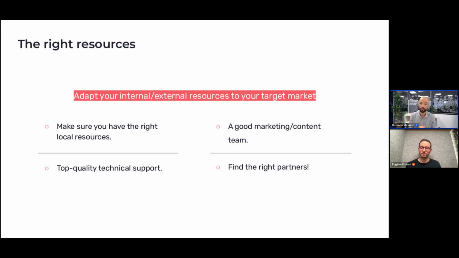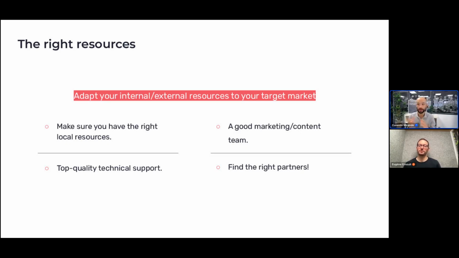So make sure that you have the right local resources, because in terms of culture, for example, it's really important to be able to be in the head of your audience. And it's really hard when you are not born there or live there for a couple of years. So have some local support to be able to adapt also culturally. Have some top quality technical support. We talked about it just right before.